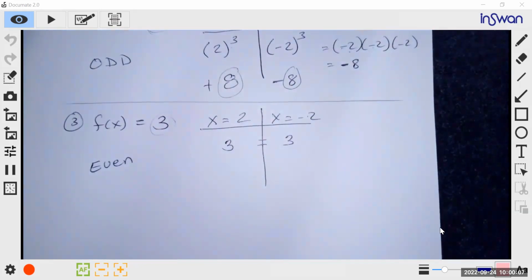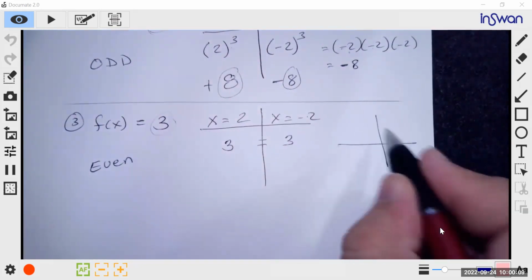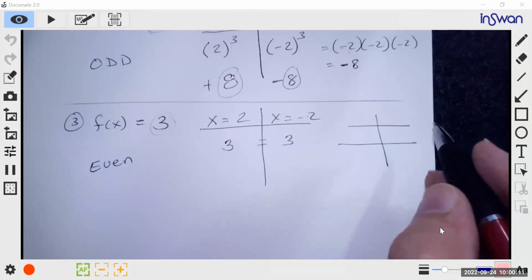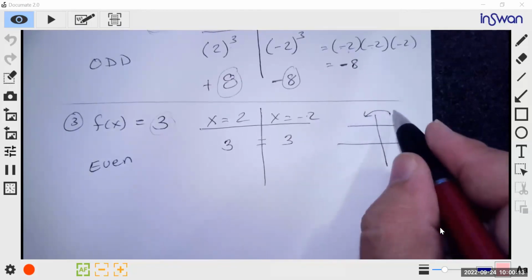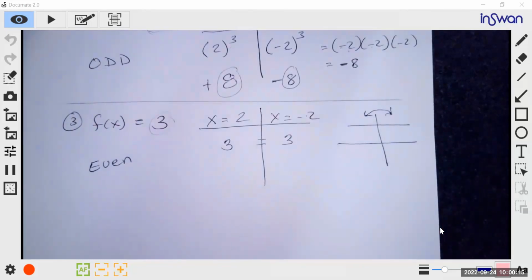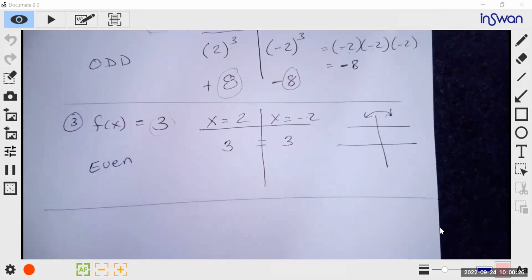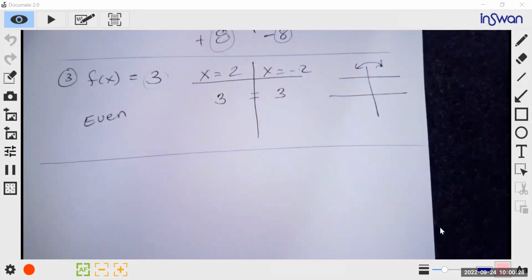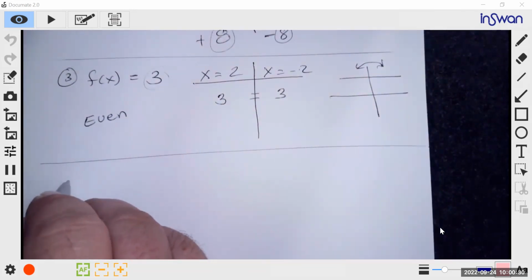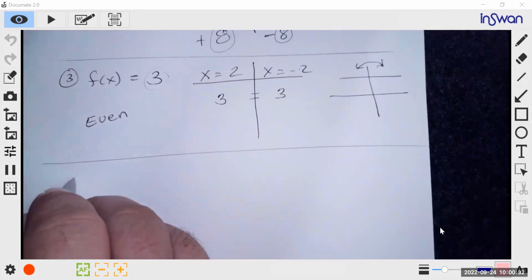Oh, okay. Because think about it, the graph is a horizontal line. It flips across the y-axis. That's why it's even. If it's a mirror image across the y-axis, then it's even. That was a trick question. So we have 3 more to test.